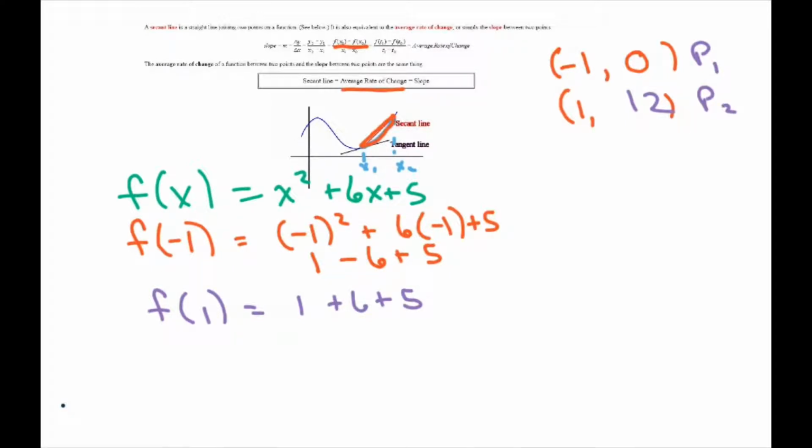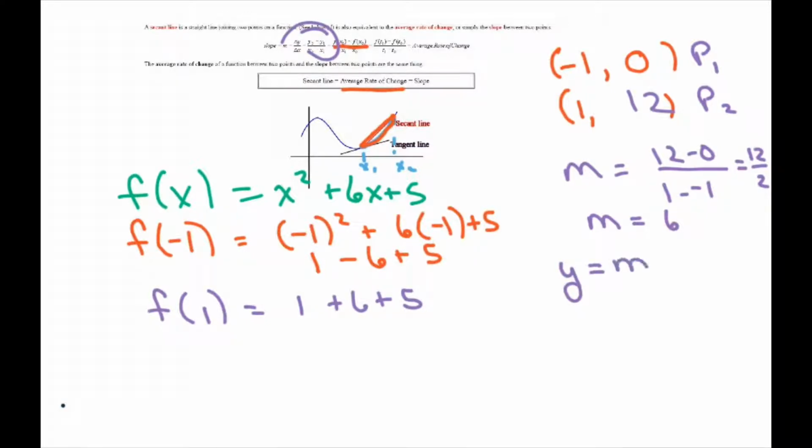So find that slope. We just use our slope formula. So basically you're going to get 12 minus 0 divided by 1 minus -1. So that's 12 divided by 2, which equals 6. So your slope is 6. Then you write your equation of your secant line using slope-intercept form. So it's y equals, oops, that's a b, 6x plus b.